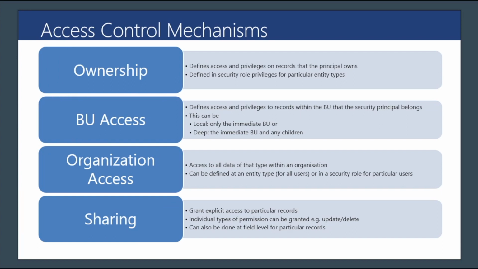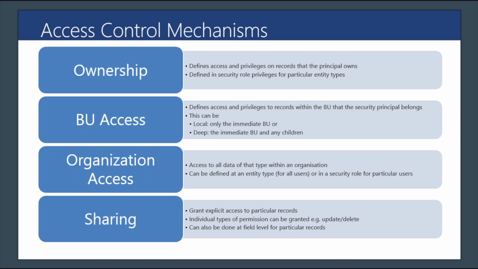So going into some of the access control mechanisms within Dynamics 365, we have ownership. This defines access and privileges on records that a security principal owns. Ownership privileges are defined for the various entity types within Dynamics 365, and these are granted at a security role level. We have business unit level access.